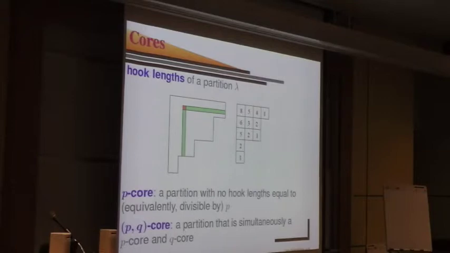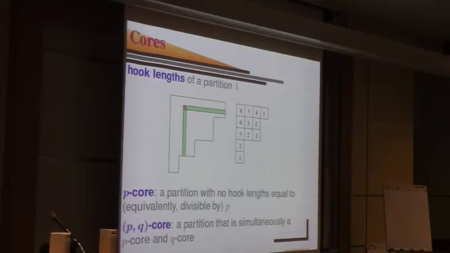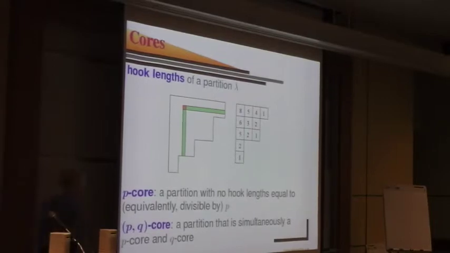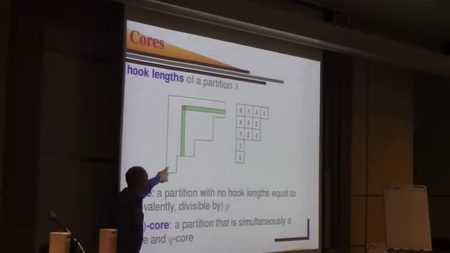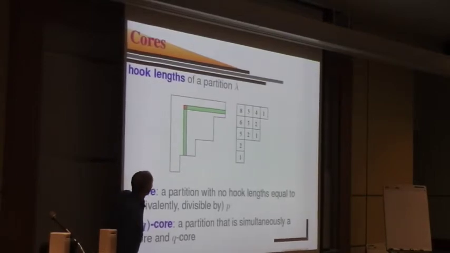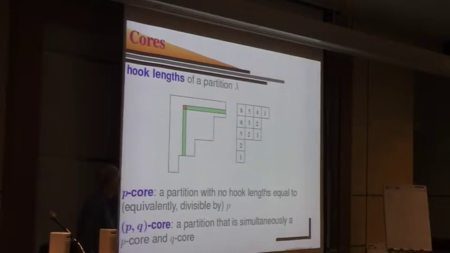Another interesting example that's related to a lot of recent research is cores of partitions. We have a partition lambda, a Young diagram like this. We have a square like this, a reddish colored square.